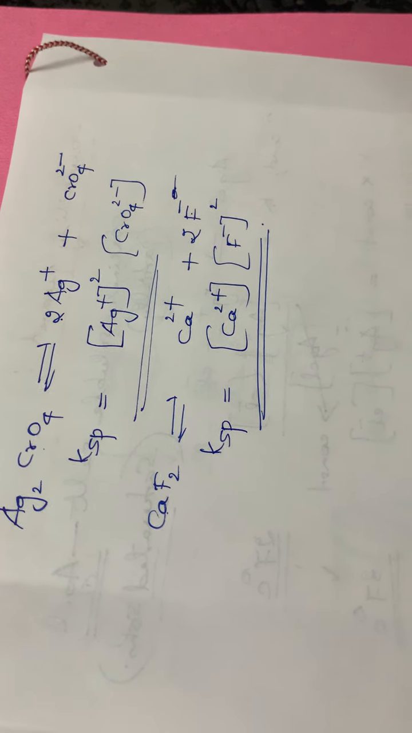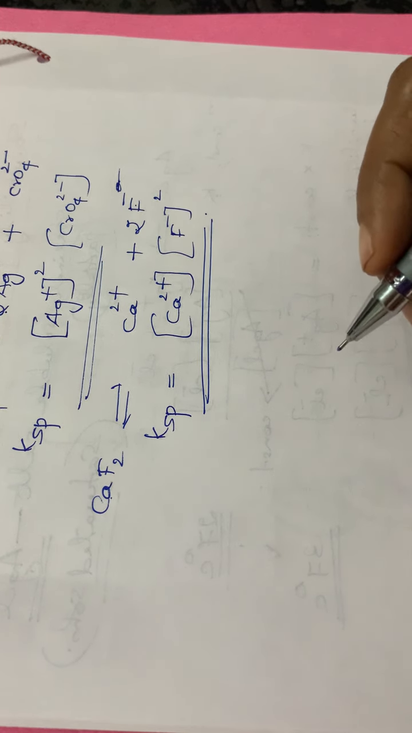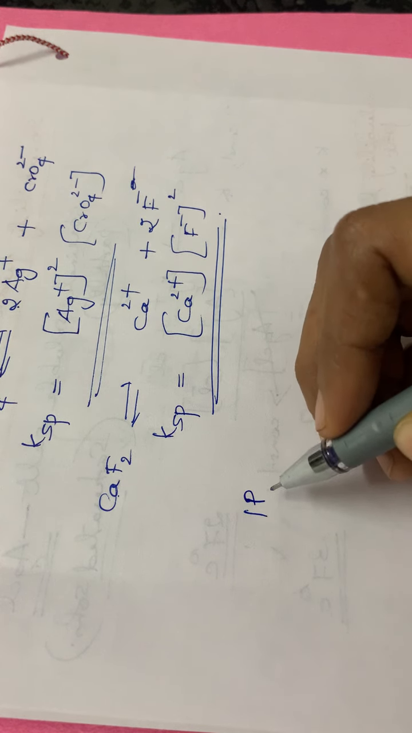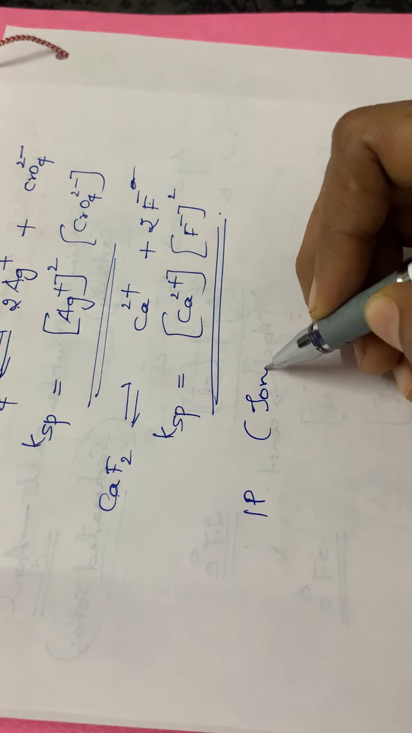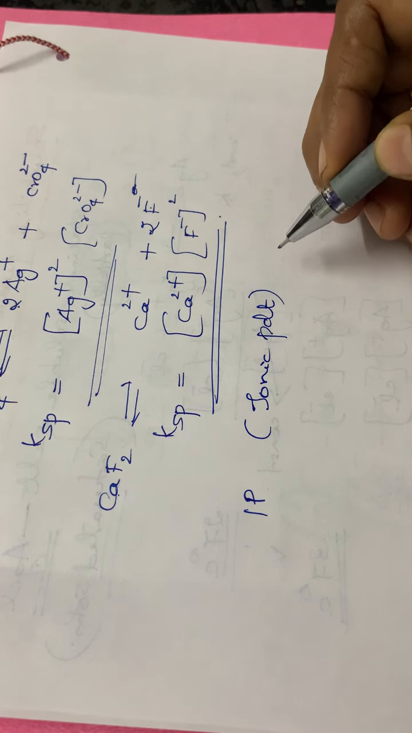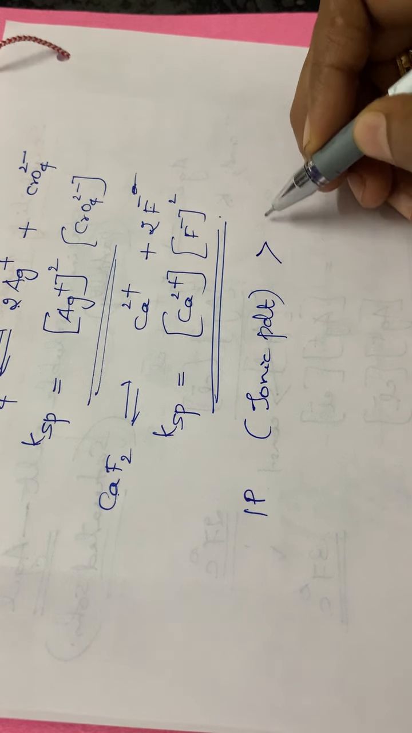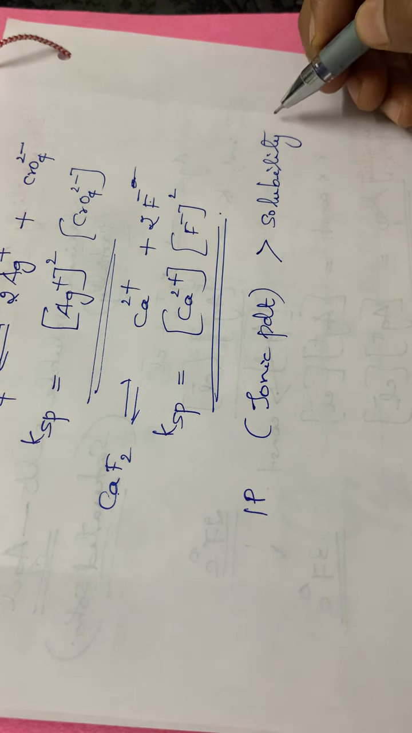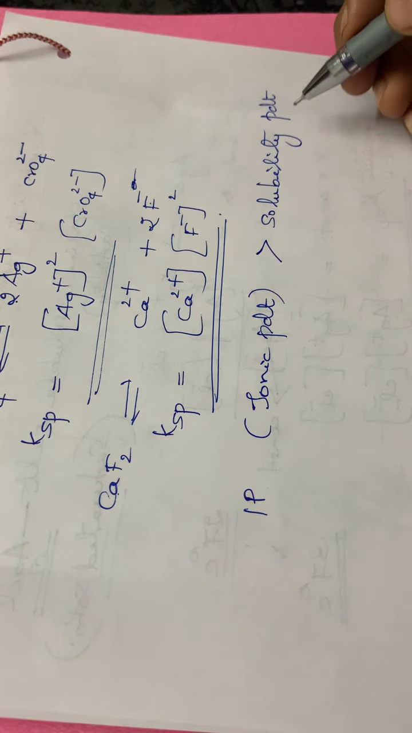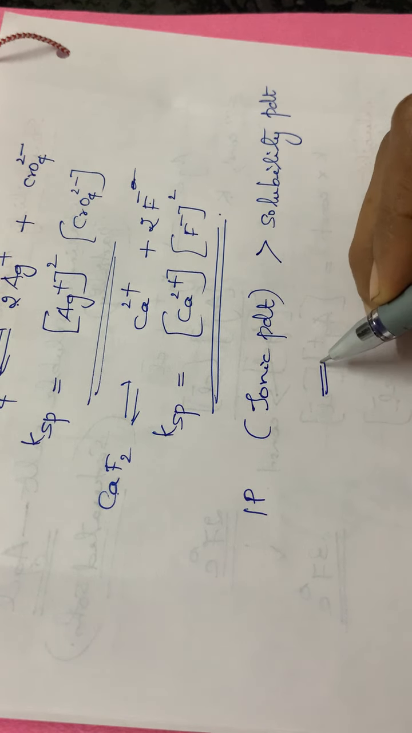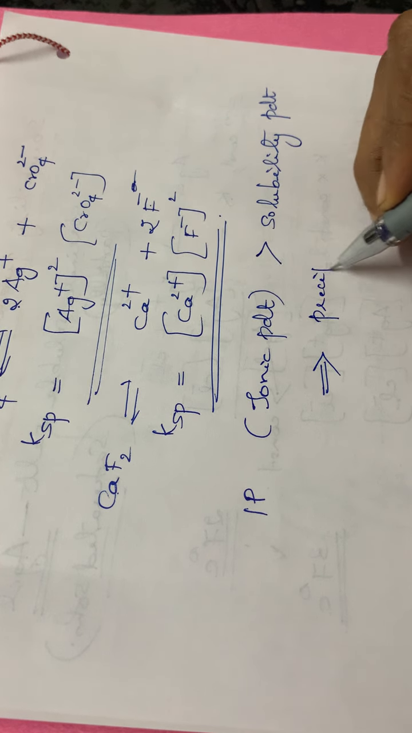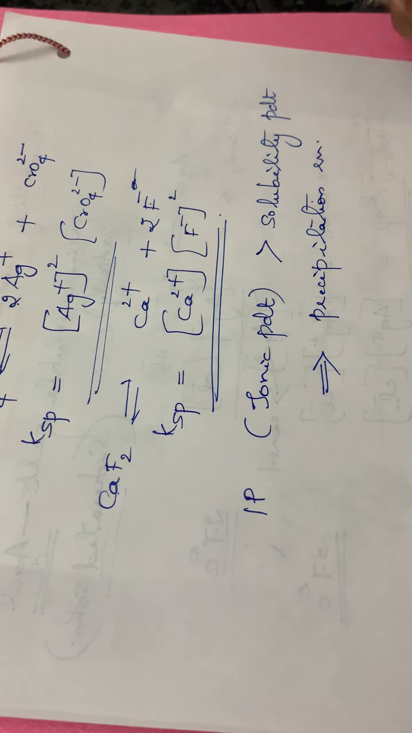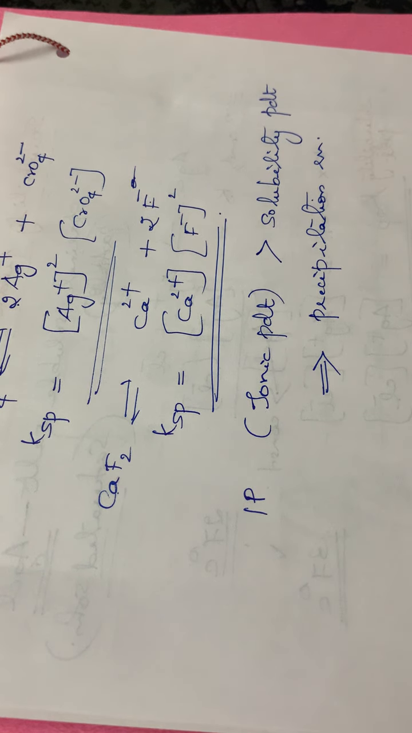Hope you are clear with this solubility product, and there are 2 more points to be noted down. That is, there are 2 conditions. IP means ionic product. If the ionic product is greater than the solubility product, if the ionic product exceeds the solubility product, then what happens? Precipitation occurs. So while we are doing a reaction, if the ionic product is exceeding the solubility product, then only precipitation takes place.